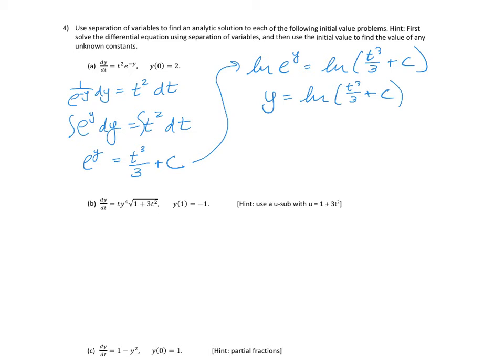But I can solve for c by using the initial condition, y of 0 equals 2. So y of 0 equals, now I'm going to put a 0 in for t, and I get the ln of c equals 2. And to solve for c, I take e to both sides. So c equals e squared. So my final solution would be y equals, I'm just rewriting this equation, but replacing the c. Y equals the ln of t cubed over 3 plus e squared.